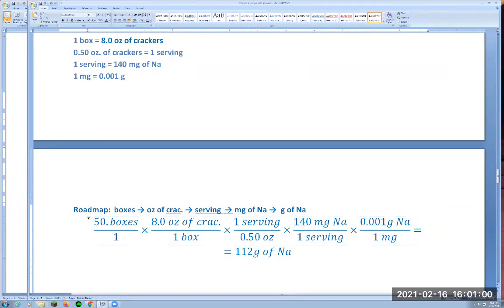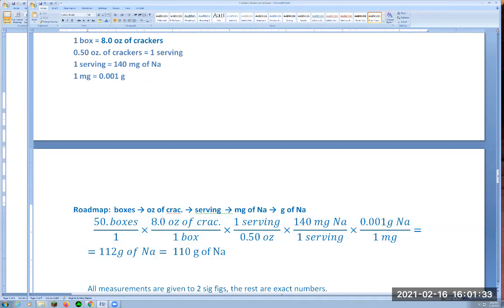So we said two sig figs, right? Two sig figs here, two sig figs there, two sig figs here, two sig figs there. So this will have to be rounded to two sig figs. So we keep the 100, the 10, and the 2 after that will become a 0, right? Grams of sodium. So rounded, it's looking like this. Let me put that inside. Like that. Okay. So let me specify that all measurements are given to two sig figs, right? The rest are exact numbers.